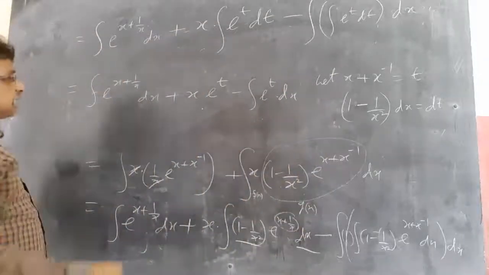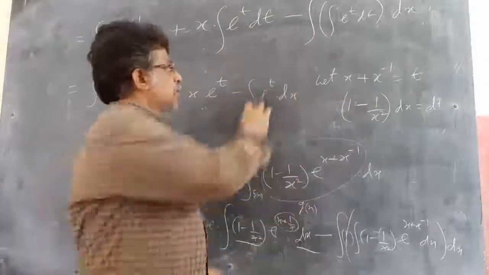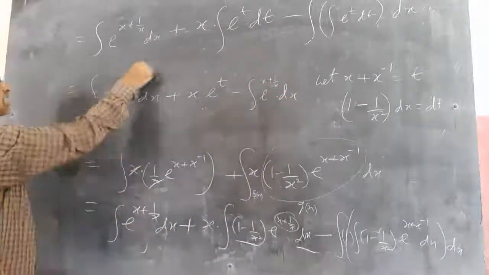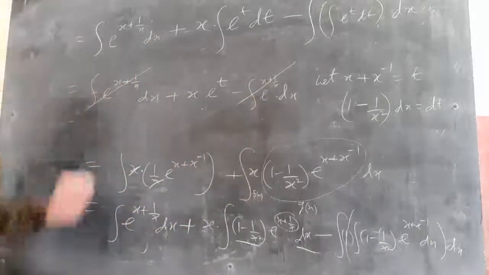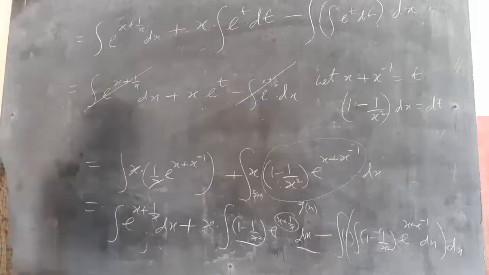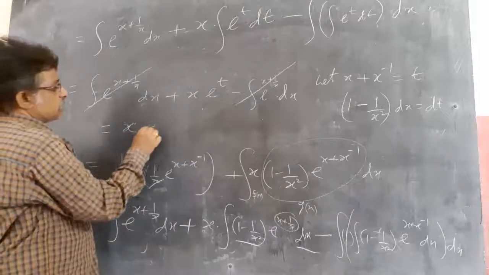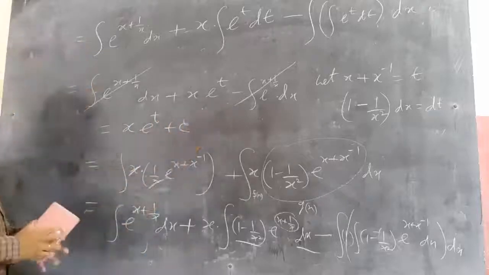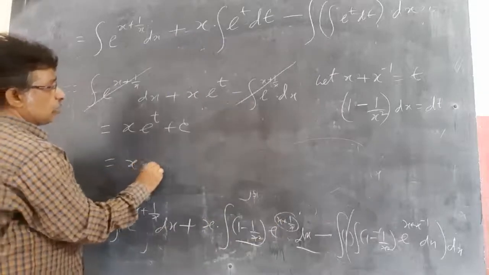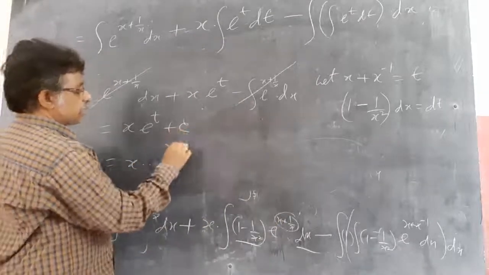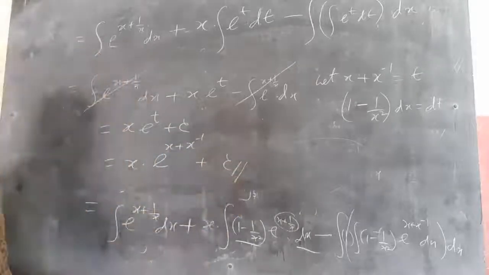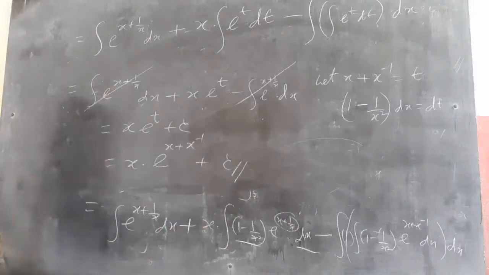So observe, t is x plus 1 by x. Now if I substitute x plus 1 by x in place of t, what happens? Cancellation law: these two get cancelled. This is plus e power x plus 1 by x dx, that is minus e power x plus 1 by x, cancels. Left out is x into e power t plus C. So this is equal to x into e power t, which is nothing but x into e power x plus 1 by x, or x into e power x plus x power minus 1, plus C. This is your final answer: x into e power t.